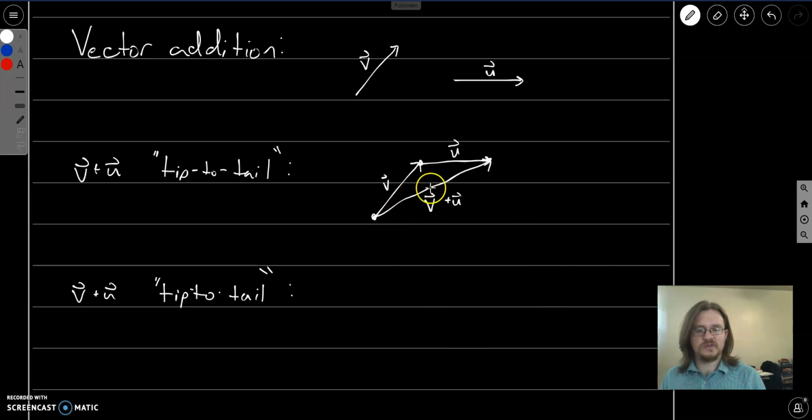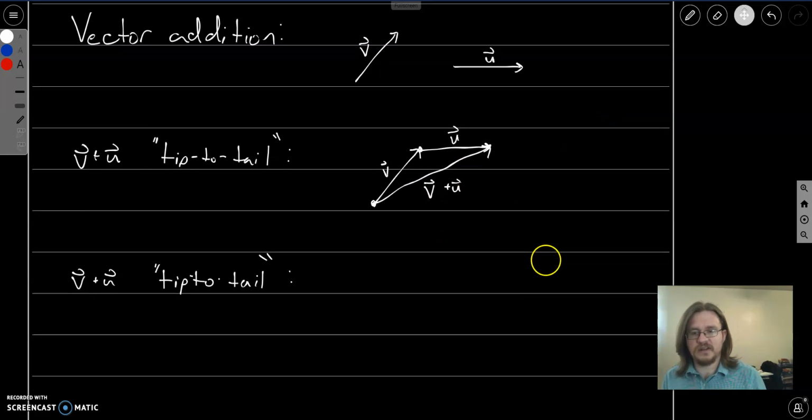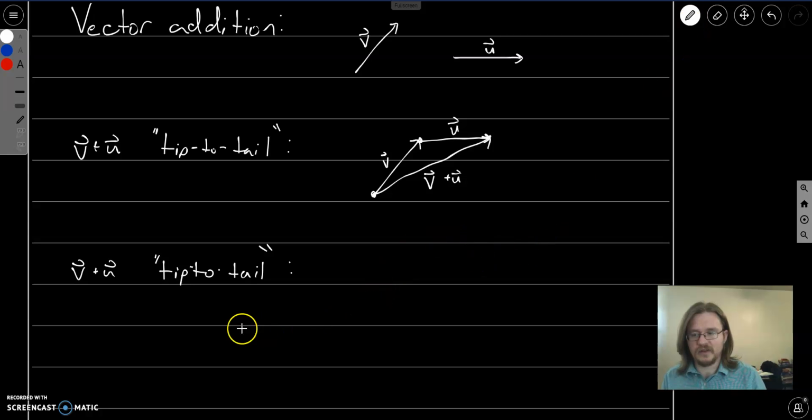Okay. So it'll be pointing somewhere in between v and u, and the length will actually be a little bit longer than both v and u. That's not always the case, but it is the case here, and I'll show you an example in a little bit of what can happen otherwise. We've taken v plus u. What about u plus v?